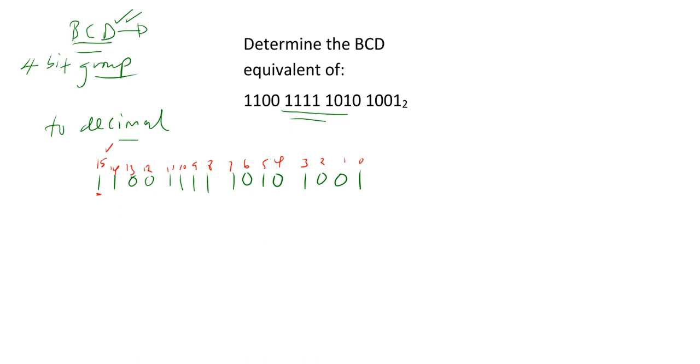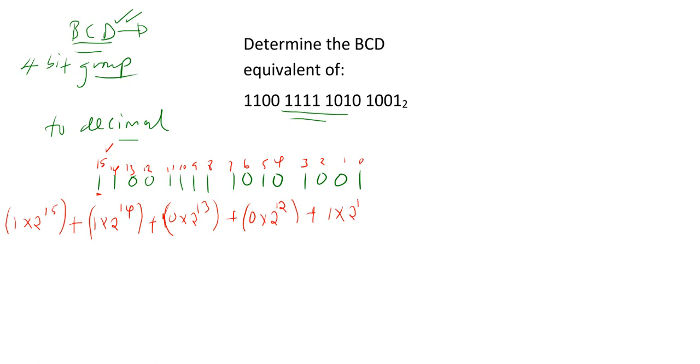So we shall have 1 times 2 power 15. We add 1 times 2 power 14. We add 0 times 2 power 13. So we are going to add like that up to where we have the power of 0. So we have 0 times 2 power 12. We have 1 times 2 power 11.